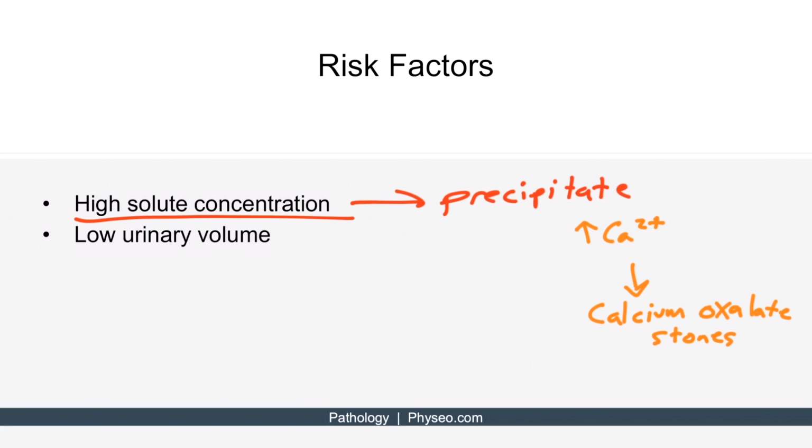in a minute. The second risk factor is low urinary volume. For example, in a patient with dehydration. This is also tied to the high solute concentration idea, because a low urinary volume means the concentration of the solute is increased, and so that will increase the risk of stone precipitation.